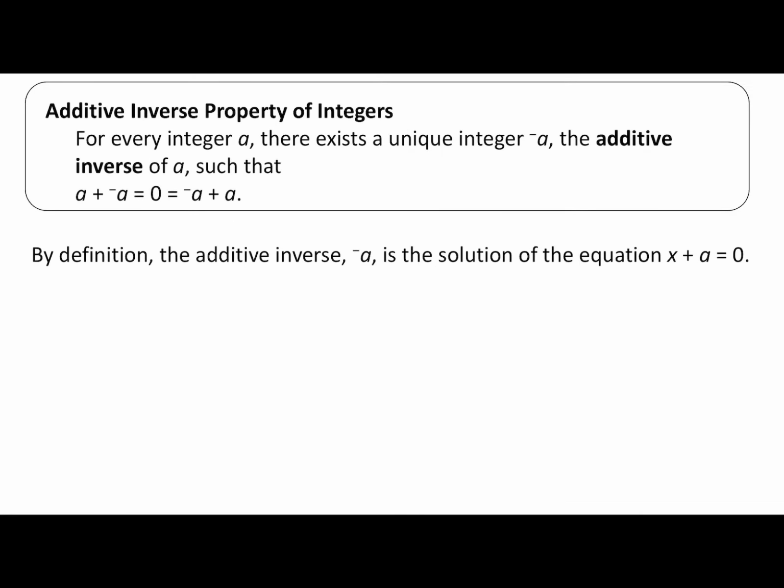So we have one new property, and that's called the additive inverse property of integers. So now for every integer, there exists a unique integer negative a, which we call the additive inverse of a, such that if I add a plus negative a, I get 0, the additive identity. And if I add in the other direction, negative a plus a, I also get 0. By definition, your additive inverse is the solution to this algebra equation, x plus a equals 0. So it's the value that I can plug in for x to make that equation true.